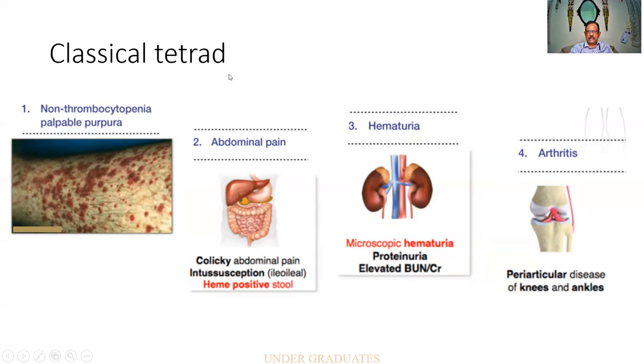And this is a classical tetrad. It is not a triad, it is a tetrad. You get a non-thrombocytopenic purpura. There is no decrease in platelets. That is why it is called non-thrombocytopenic purpura. I am finding multiple small dots. Sometimes they are coalescing to form larger masses. There can be abdominal pain because of vasculitis, perforation, etc. And there can be hematuria. Also, there is arthritis. In this case, there is blood that is going into the joint space. So these are the tetrads or features of Henoch-Schönlein purpura. Please remember these.